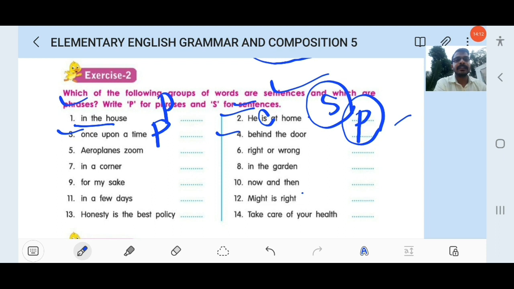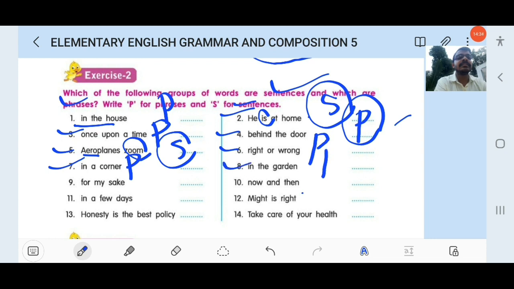This is a phrase. Then next, are aeroplanes zoom. So here there is subject aeroplanes and verb zoom. This is a sentence. So you have to write here S. Then next, right or wrong. This is a phrase, not a sentence. So you have to write here P. Then next, in a corner. This is phrase, not sentence. Then next, in the garden. This is also a phrase, adverb phrase. Then next, for my sake. This is also a phrase, not a sentence because there is no verb. Now and then. This is also a phrase.